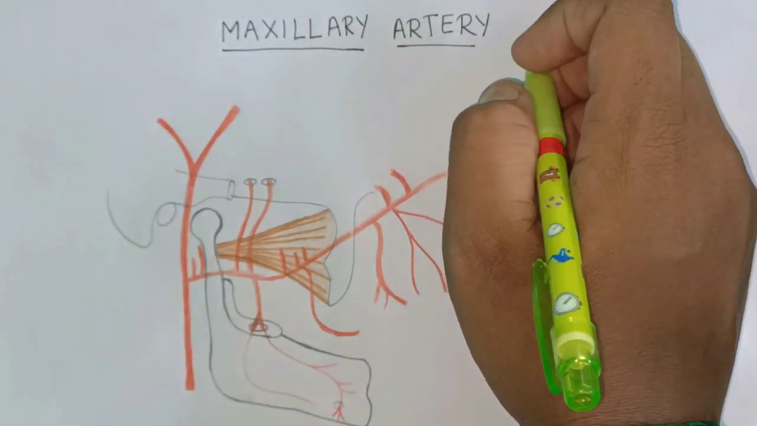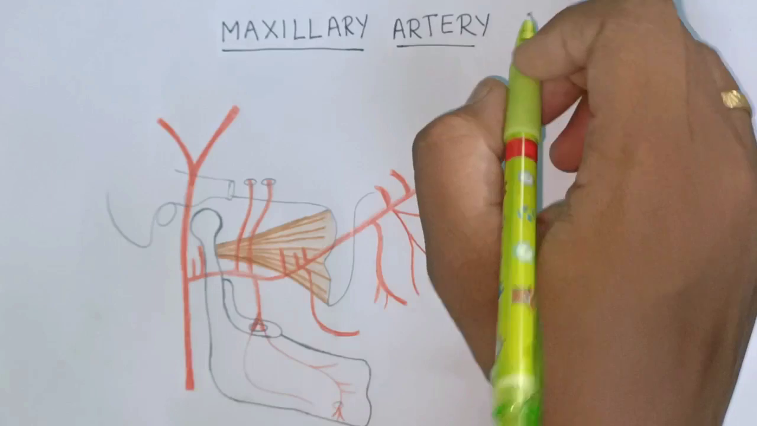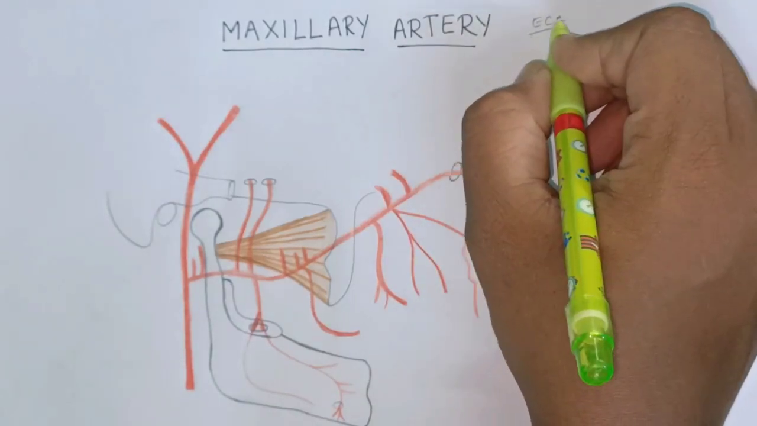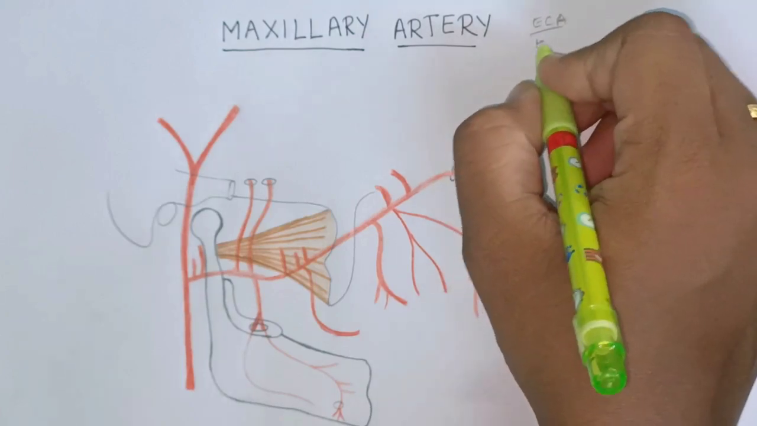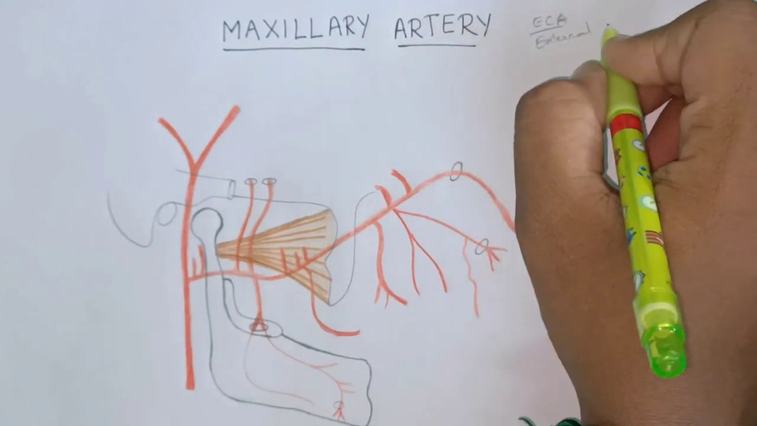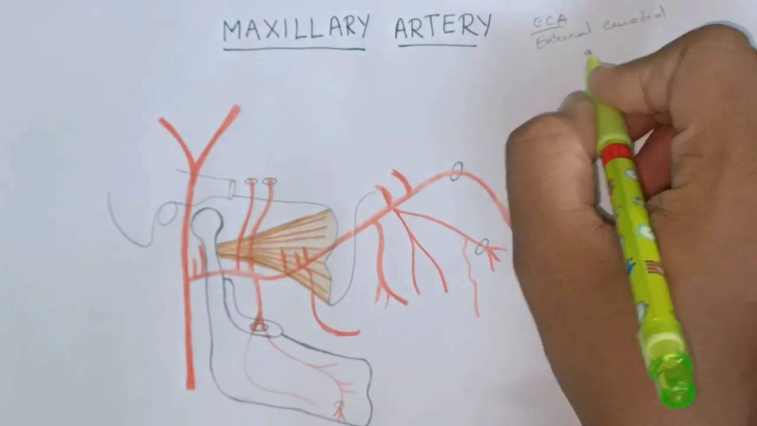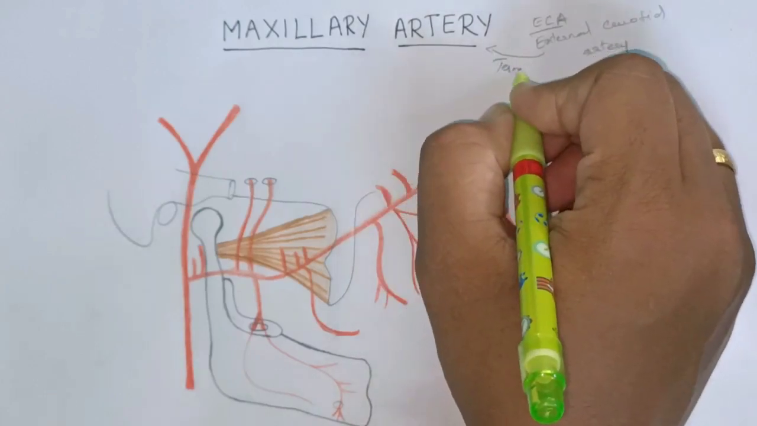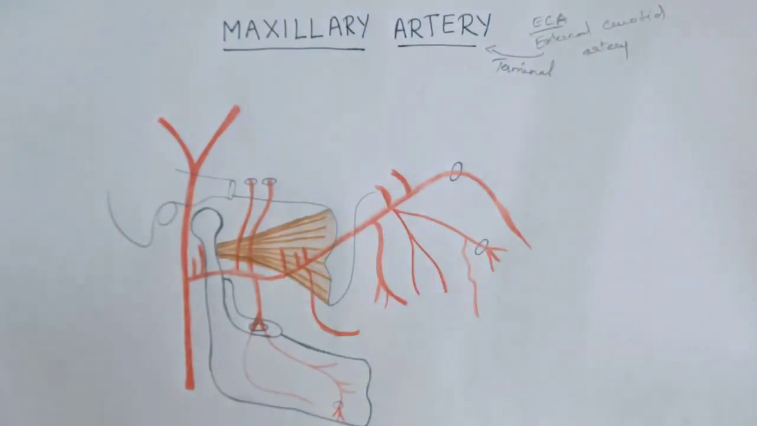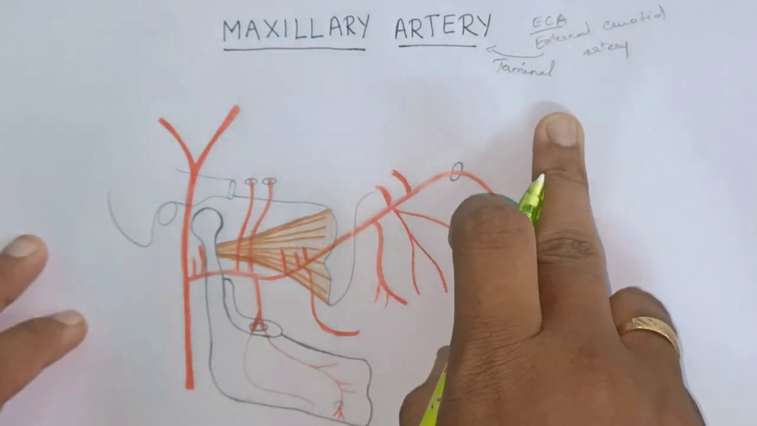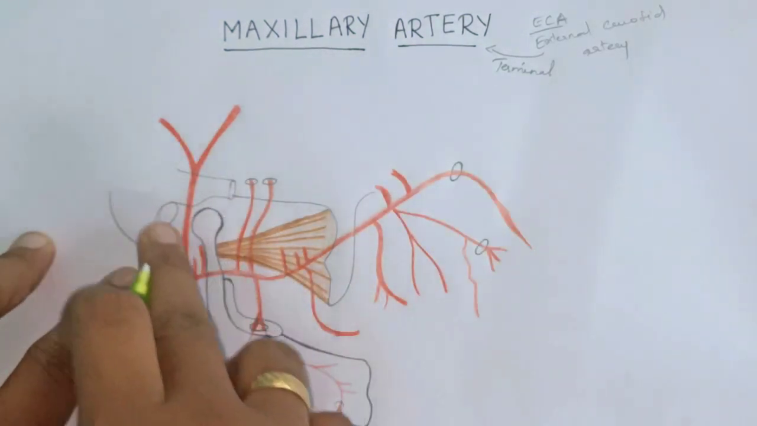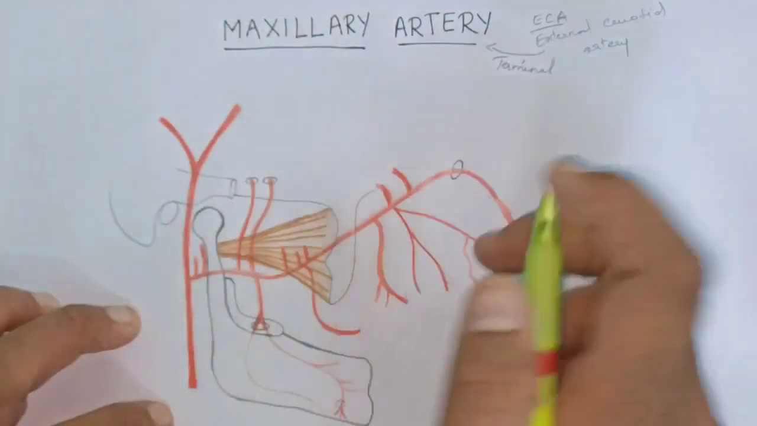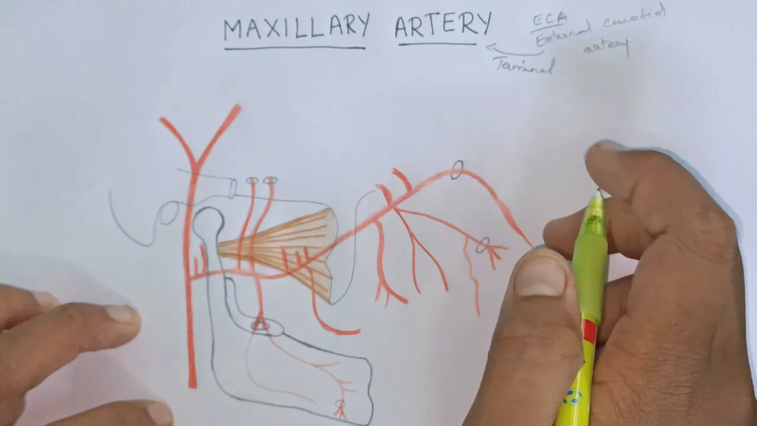Maxillary artery is a branch of external carotid artery. It is the longest terminal branch of external carotid artery. Now let's see how this maxillary artery originates and gives its distribution. To know the maxillary artery in detail, you should know what is lateral pterygoid muscle.